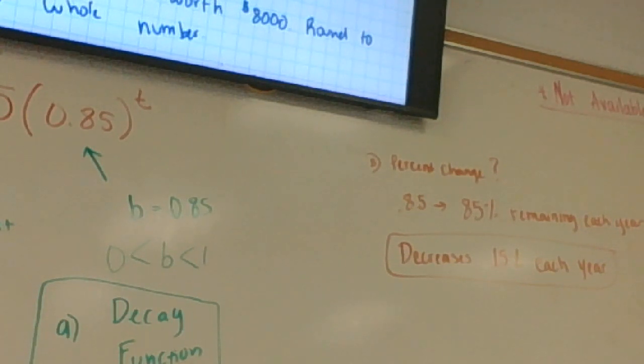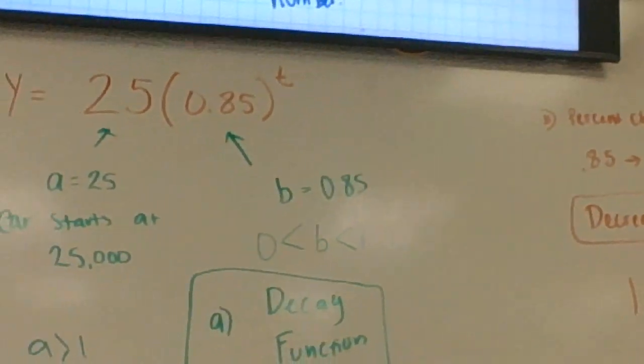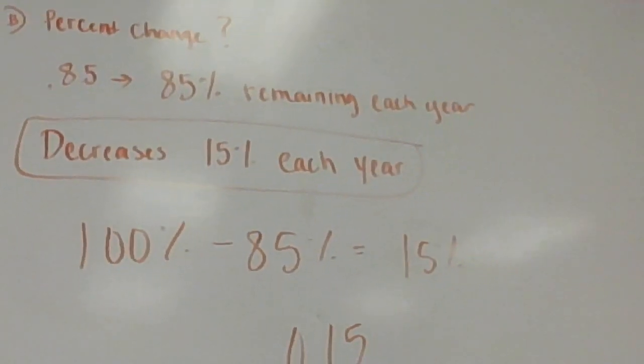And the way you come up with the 15 is because you're starting with 1. Well, I could think about it as starting as 100%, and I subtract the 85, and that gives me the 15%, which as a decimal is 0.15. But anyway, it's actually decreasing 15% each year if there's a 0.85 in there.